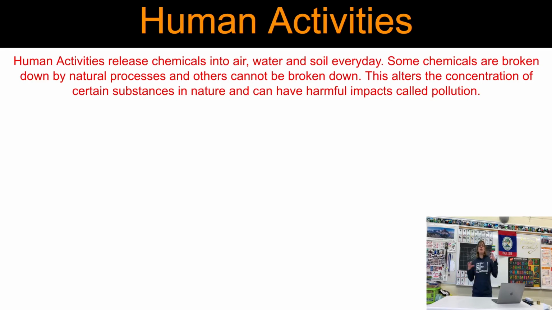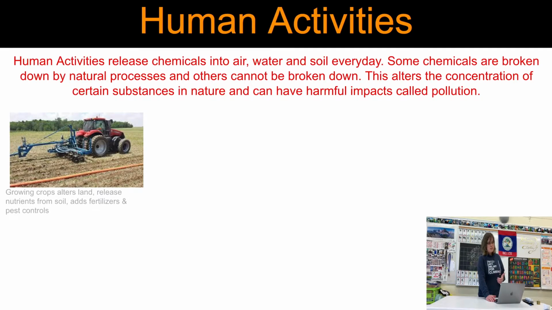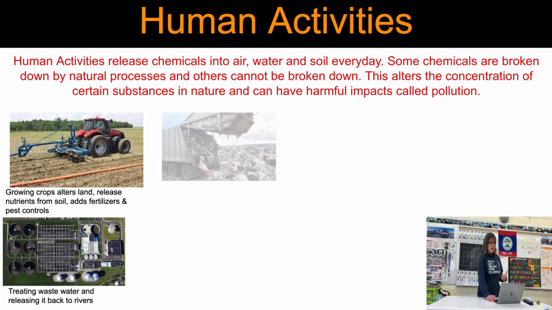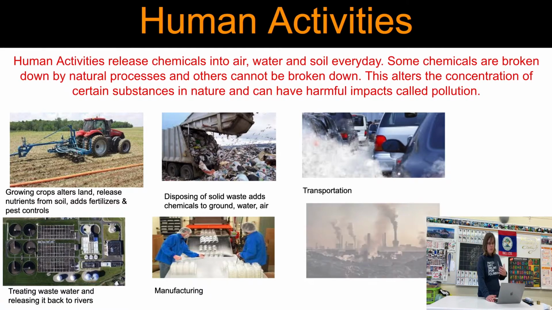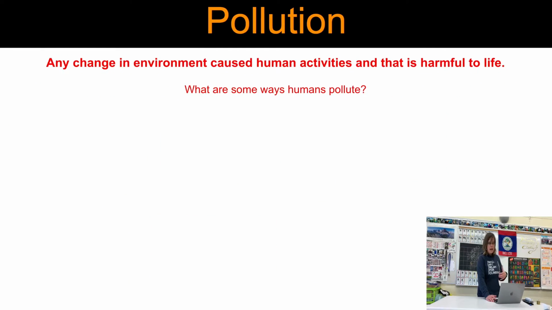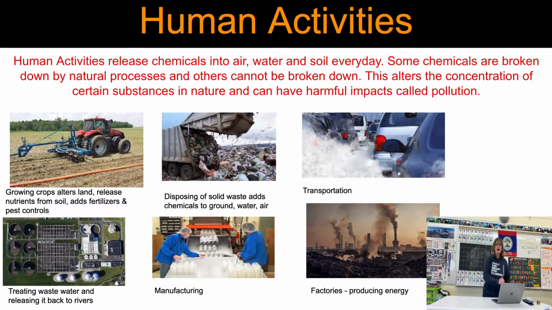Here's the deal. Humans affect the environment. Humans release chemicals into the air, into the water and soil every day. Some chemicals are broken down by natural processes and others can't be broken down at all. This alters the concentration of certain substances in nature and can have a harmful impact called pollution. So, you guys, here are all of the pieces that pollution adds, and this is basically what this unit is all about: how these dangerous gases that we've read about are affecting our world.